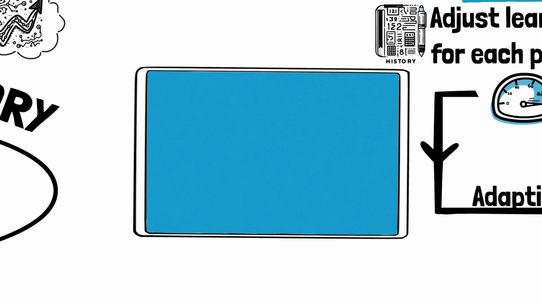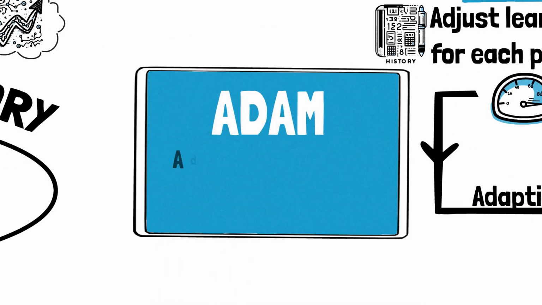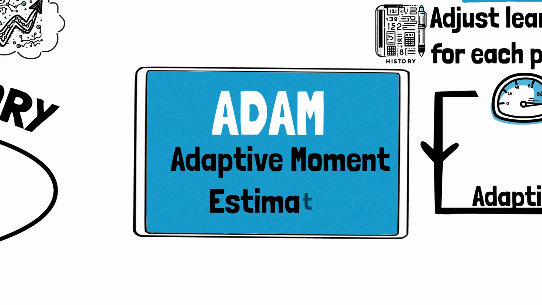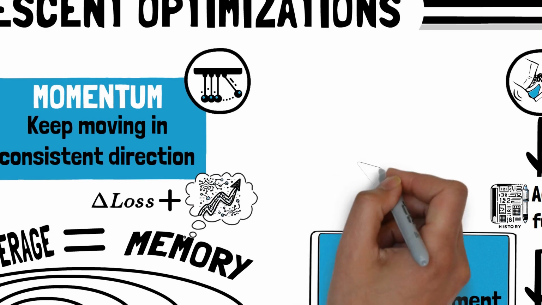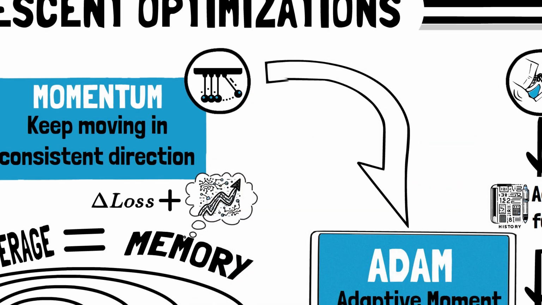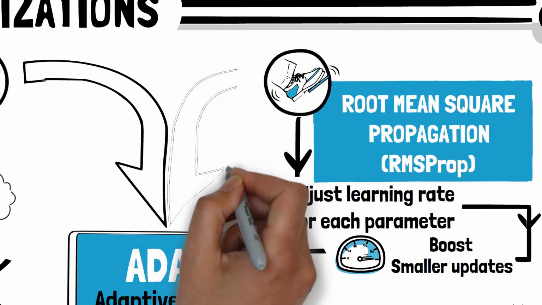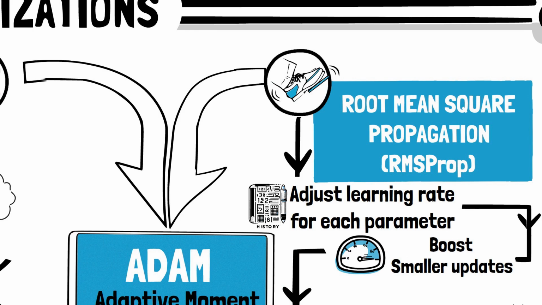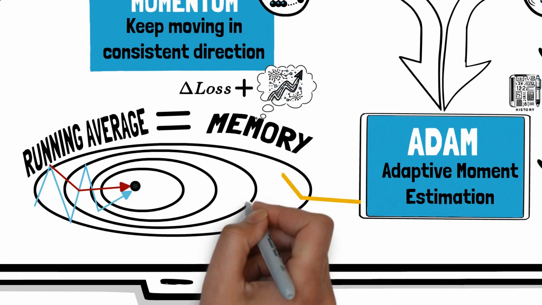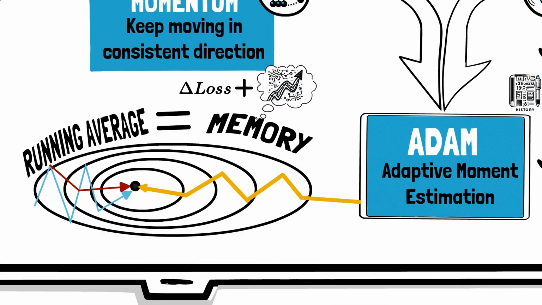The Adam algorithm, adaptive moment estimation, attempts to blend the best of two worlds. It uses momentum to keep updates moving steadily in one direction and borrows from RMSProp to adjust the learning rates, increasing the chances it finds a more optimal path towards minimizing the loss.